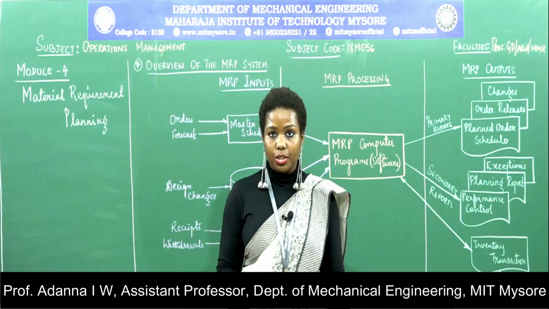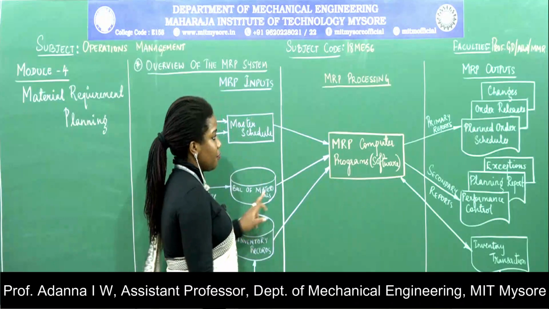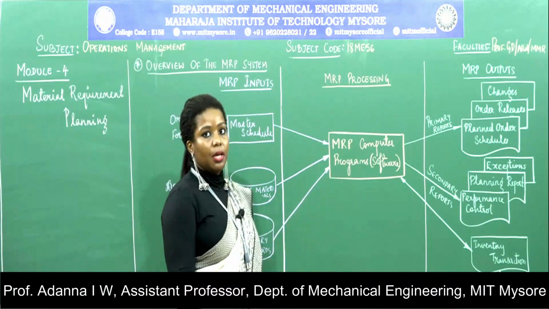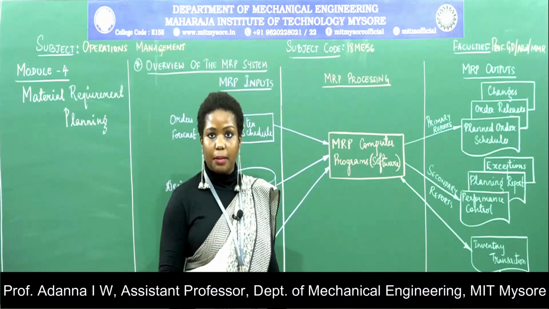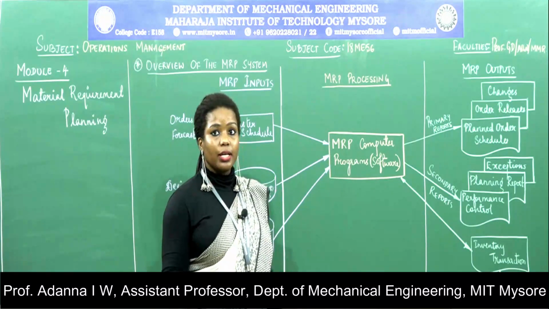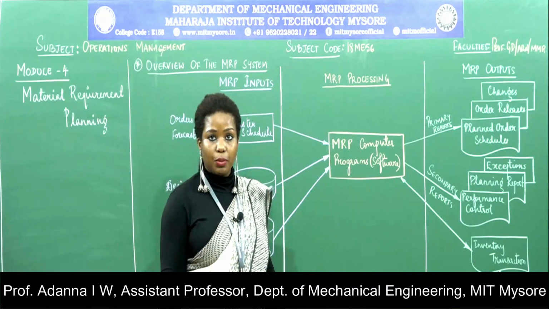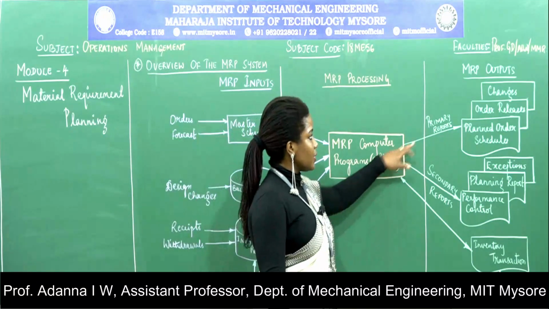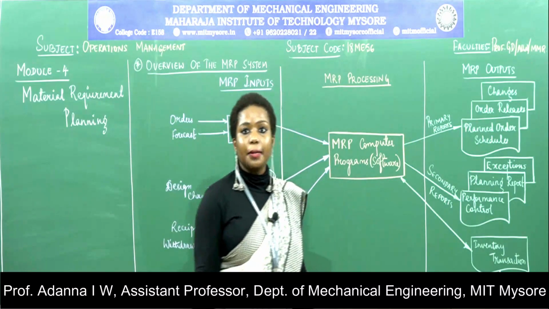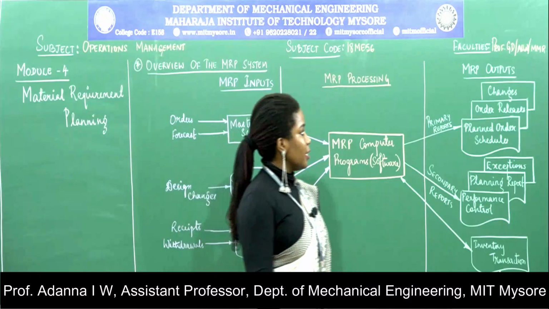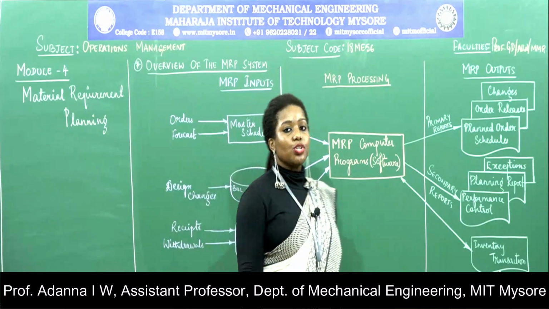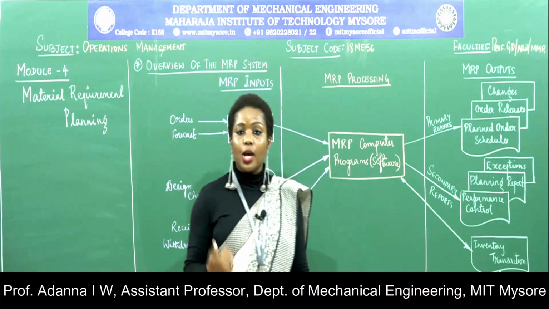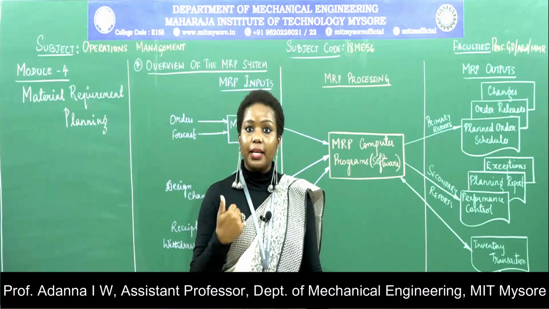When these three inputs are fed into the MRP system, computer programs and software packages work out three different types of outputs that we will use. The first output is a primary report. This report will tell you about any changes that are required. It gives you an order release, in the sense, when should the order be released.